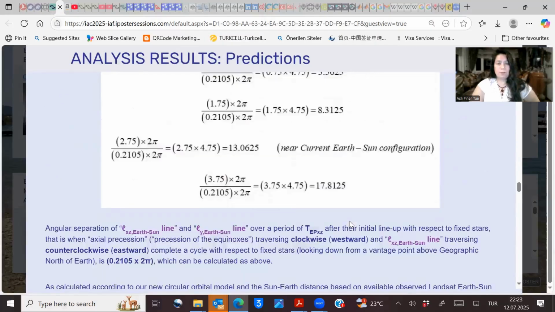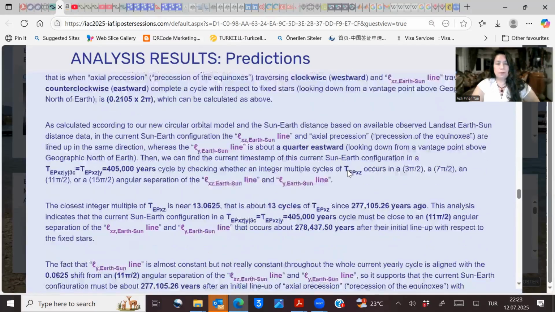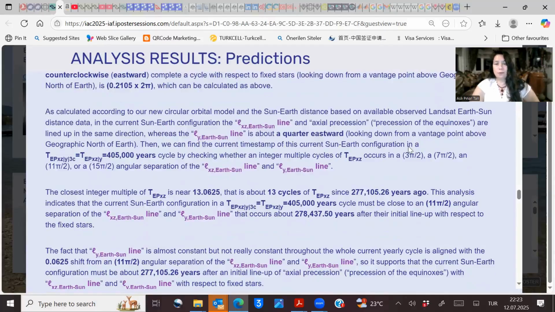So with some logical calculation that I explain here, we have found that the current Sun-Earth configuration must be about 277,105.26 years or so after the last joint alignment of all components in this 405,000 year cycle. So it's about 13 cycles of the crossing period for the axial precession and the XZ line.